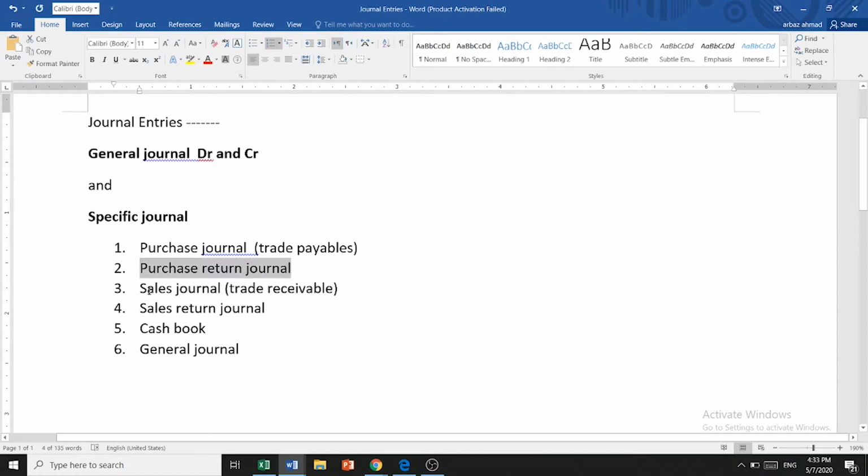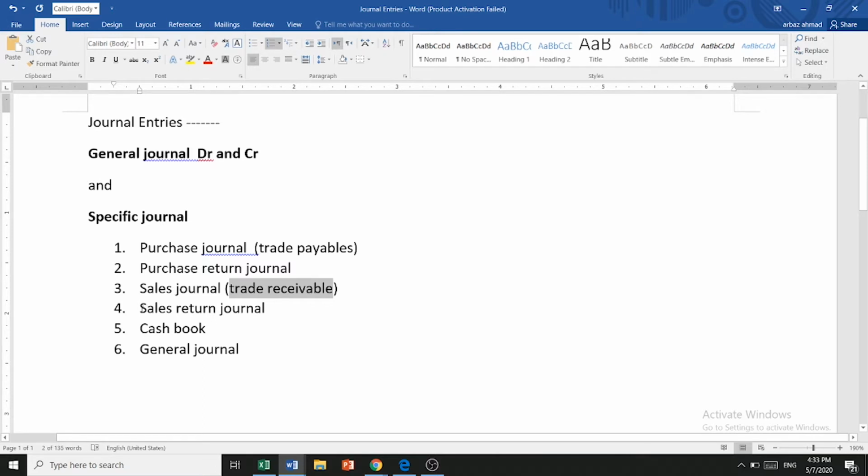Okay, so when we sell things, if we are selling on cash, it will not go into the sales journal, but instead it will go into the cash book. And if we are selling on credit, then it will go into the sales journal, and we will write the name of the trade receivable in the sales journal.